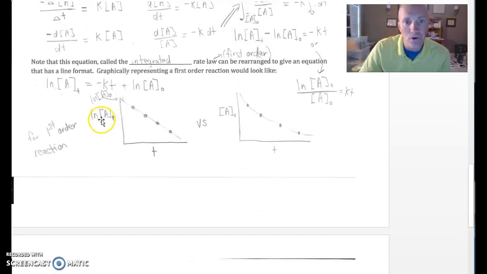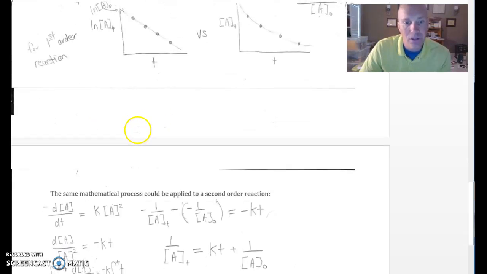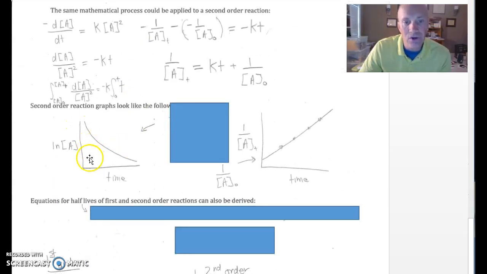Remember, when it was first order, if we plotted the ln of the concentration at some time versus the time, we ended up getting a straight line. Well, in this reaction, if you try doing the same thing, you don't get a straight line. So what that tells us is that this reaction would not be first order, because if it was first order, when we did this plot, we would end up getting a straight line.